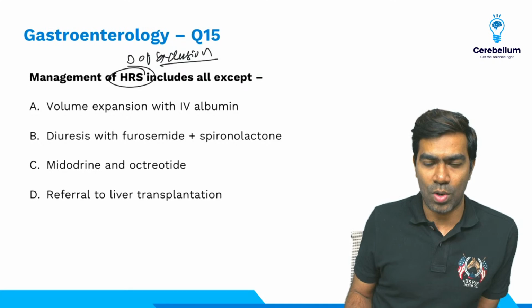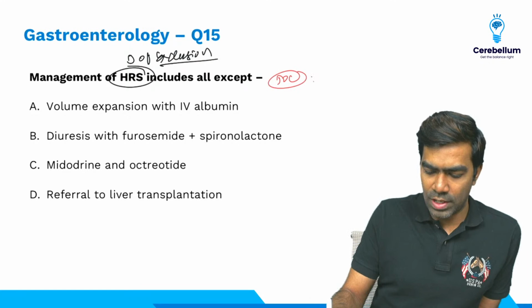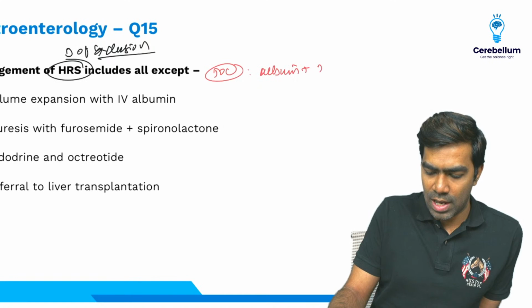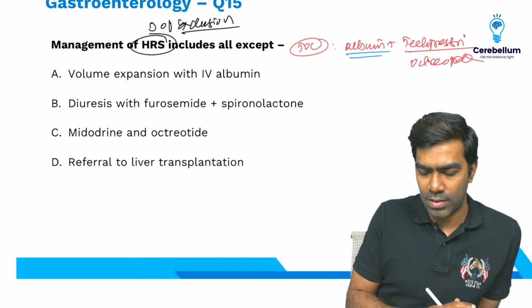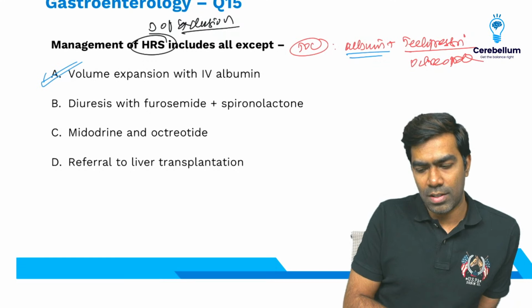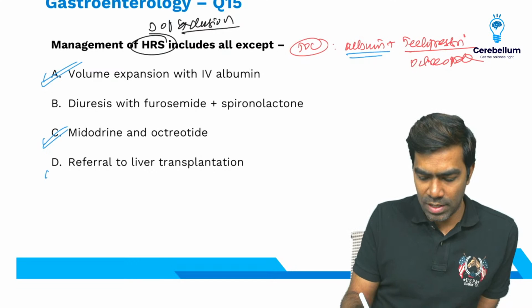So what will you do in HRS? The treatment of choice is albumin and terlipressin, or you can use octreotide, anyone. So volume expansion with albumin is definitely right. Midodrine and octreotide can be used, definitely right. Referral for liver transplantation is also right. What I'm not going to do is diuresis with furosemide and spironolactone.